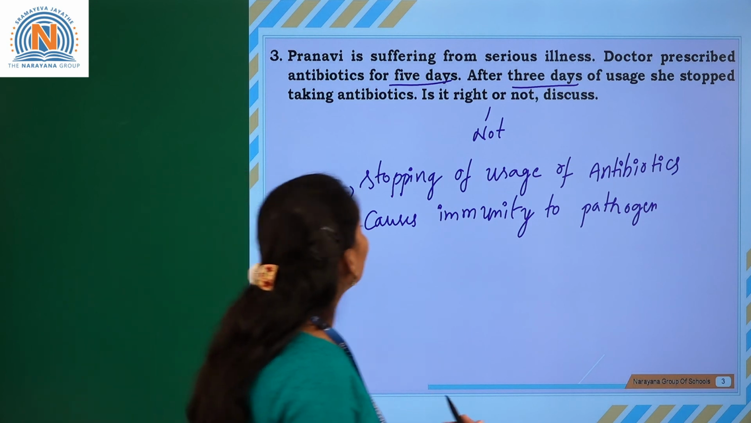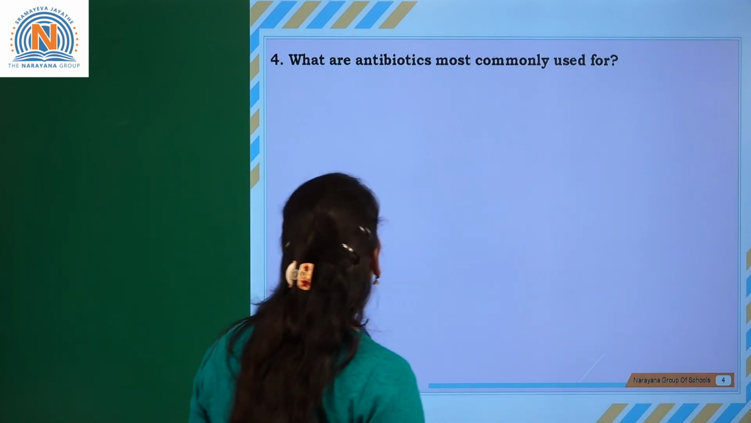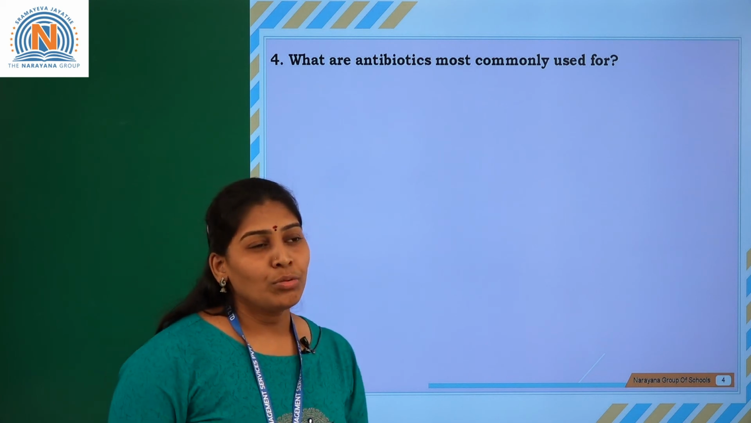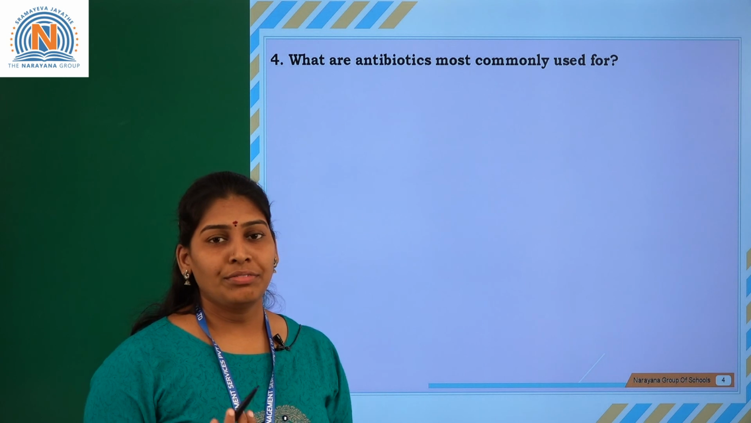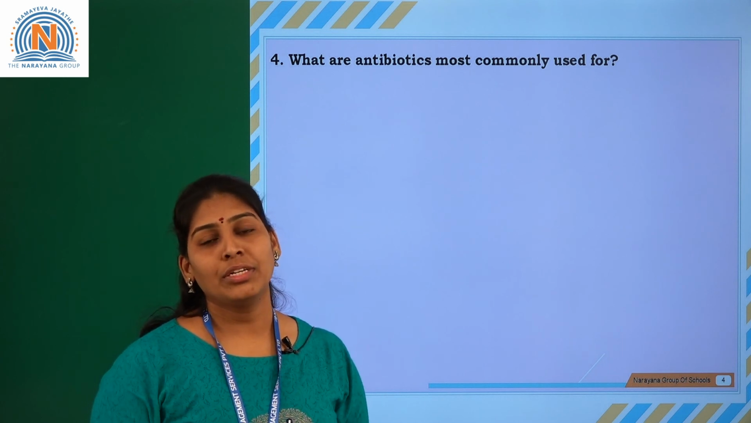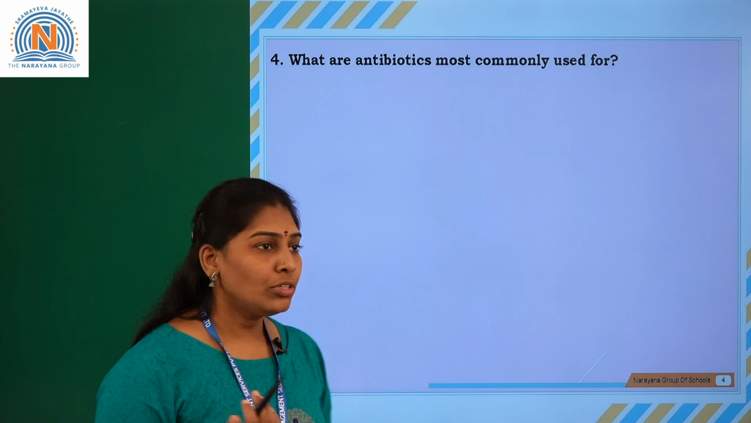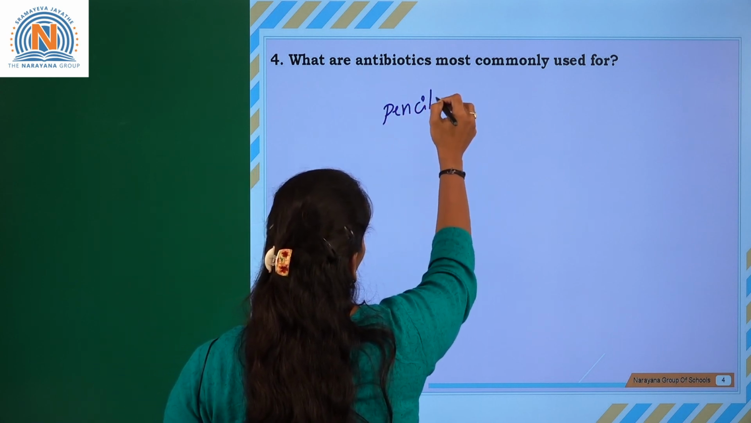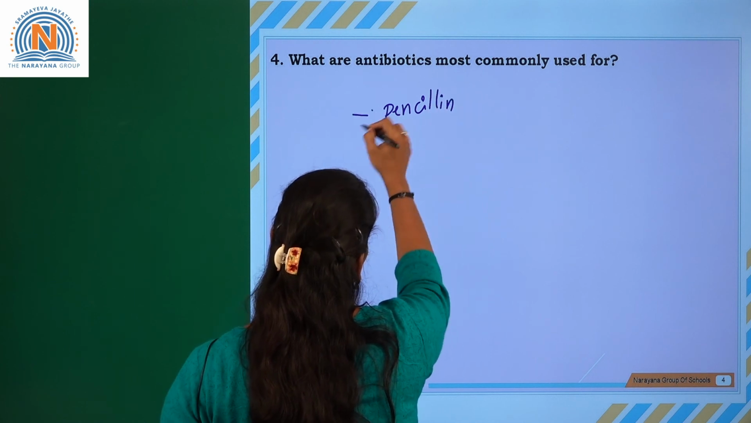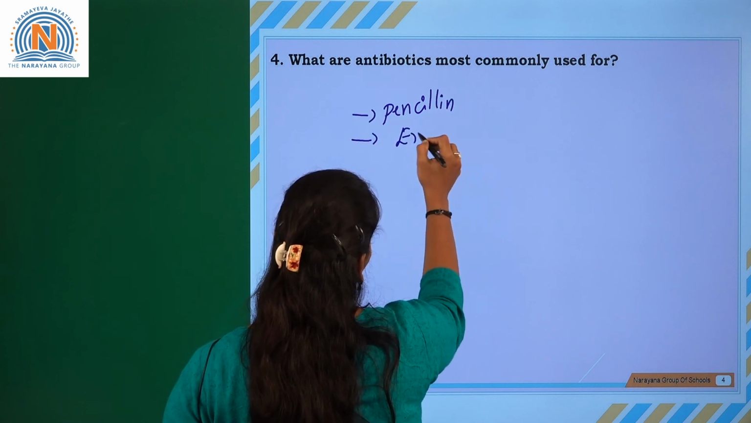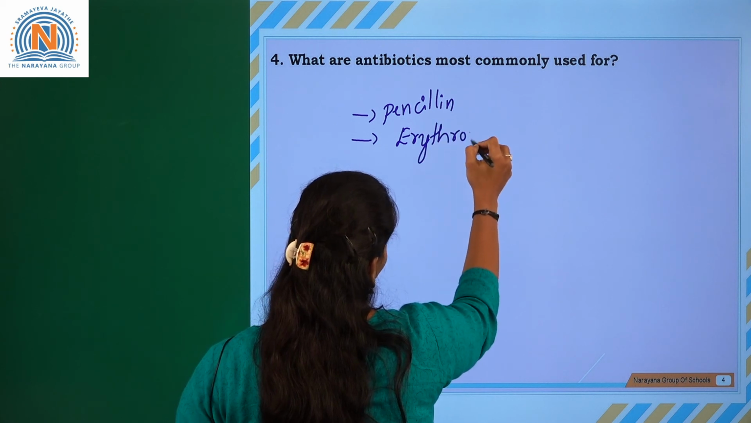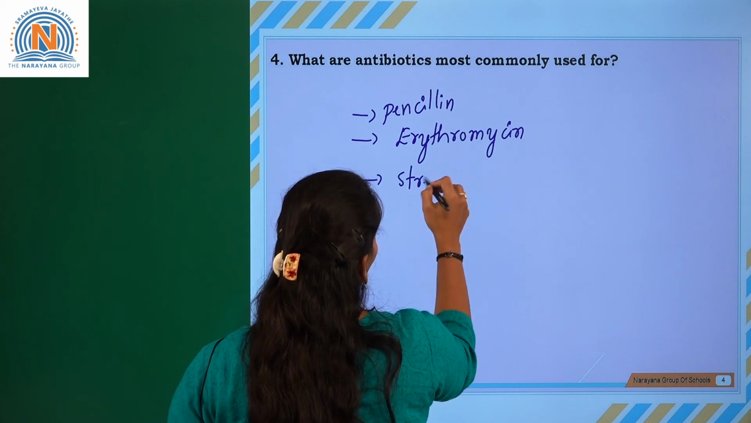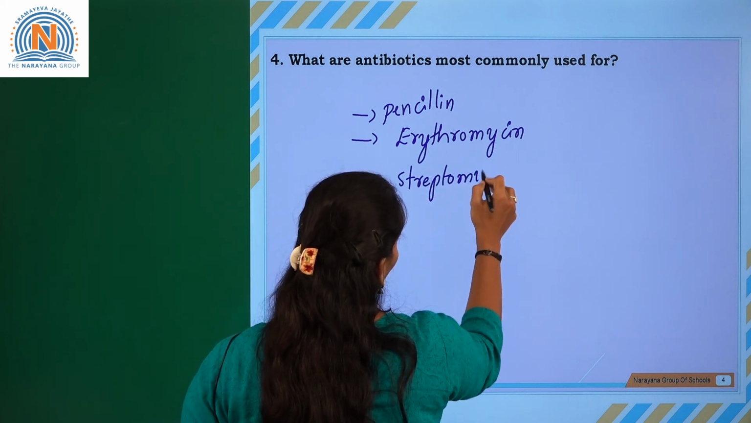Let us go to the next question. What are antibiotics most commonly used for? Mostly the ones given by scientists that we see used are penicillin, erythromycin, and streptomycin. Mostly we will see these.